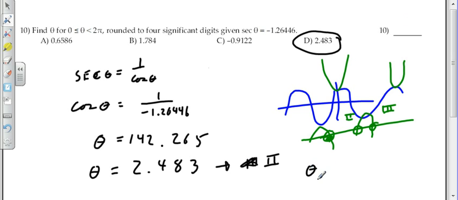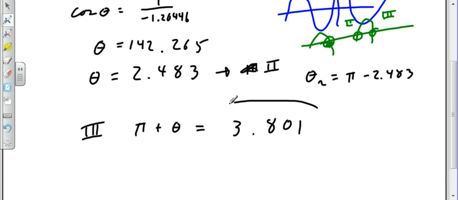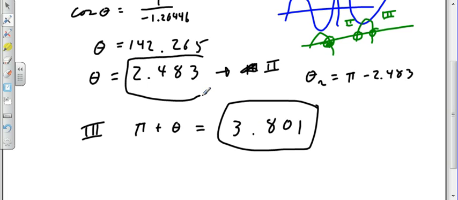So now we're going to look for the reference angle. So the reference angle is pi minus 2.483. And then the third quadrant answer is pi plus the reference angle, which is going to give us what we have there. Okay, so I got pi minus 2.483 equals, and then I'm going to add that to pi, and I'm going to have another answer at 3.800. So I have 2 answers, one there and one there.